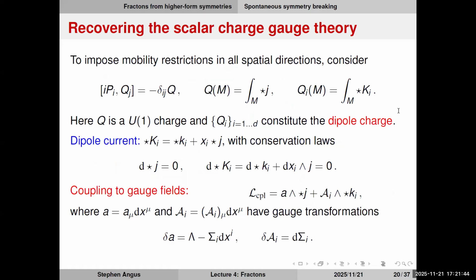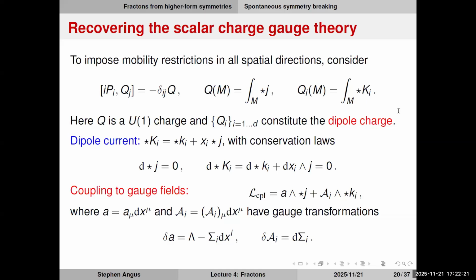And then we have an ordinary U1 charge q, which is the integral over star j over some manifold M, and then qi, where i is 1 to the spatial dimension, constitutes the dipole charge. And then we can write down this dipole current, so we can decompose this star ki into star little ki plus xi star j, and we have these conservation laws exactly as before. And then we do the same procedure with each of these.